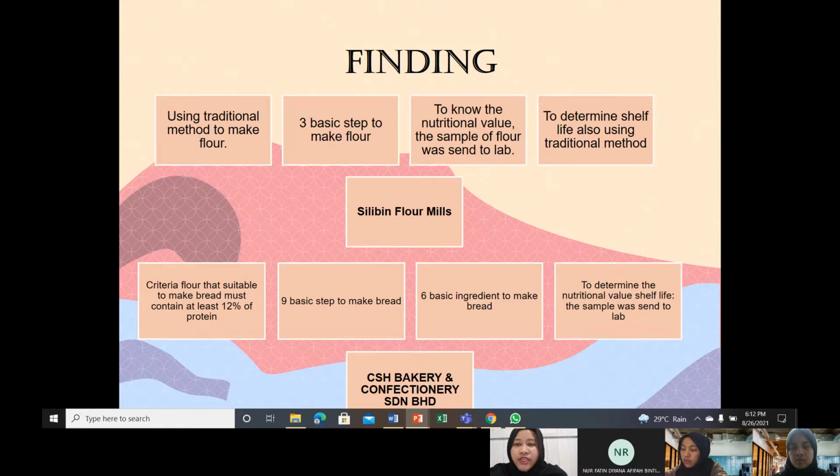At CSH Bakery and Confectionery, flour suitable for making bread must contain at least 12% protein. The 9 basic steps to make bread are mixing, kneading, molding, shaping, proofing, baking, cooling, filling, and packing. The 6 basic ingredients are flour, sugar, water, yeast, salt, and oil. Lastly, to determine the nutritional value and shelf life, the sample was sent to the lab.